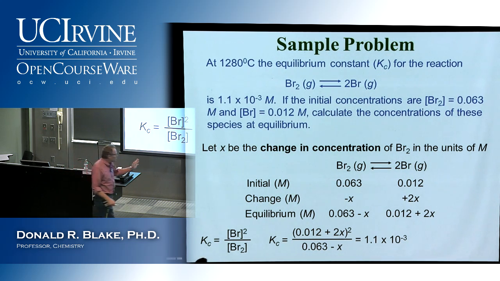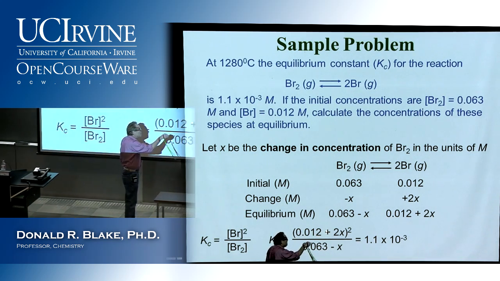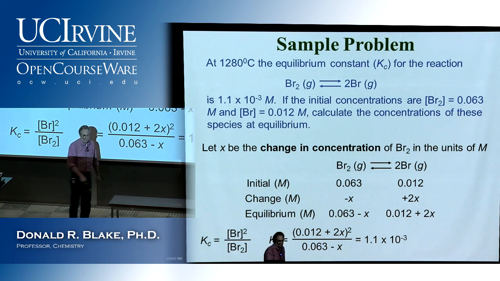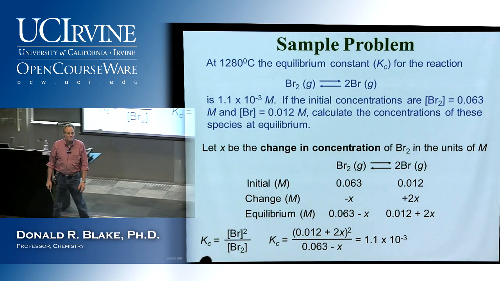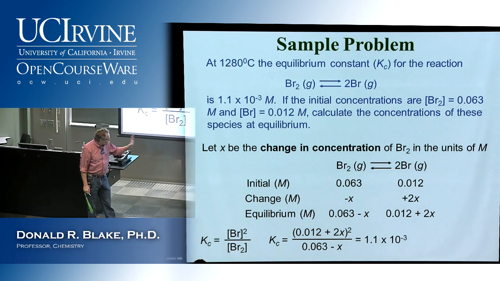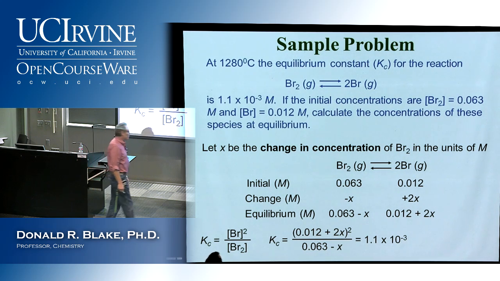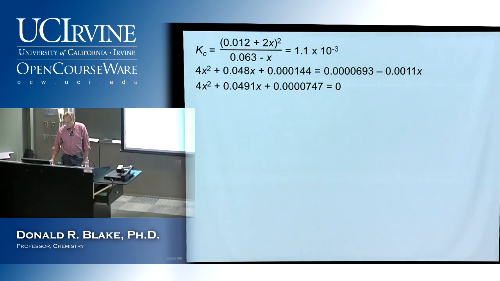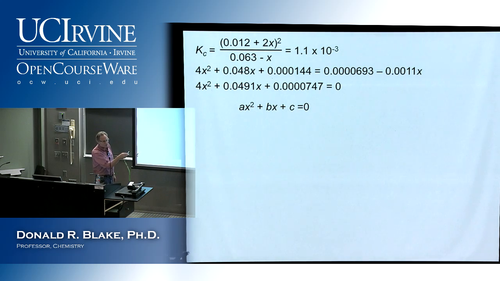So folks, in your equation, you should have this set up like this, and this is going to be 0.012 minus 2x, and this is going to be 0.063 plus x. Okay? Do it, expand it, solve for 0, and you'll end up with something like this, okay?